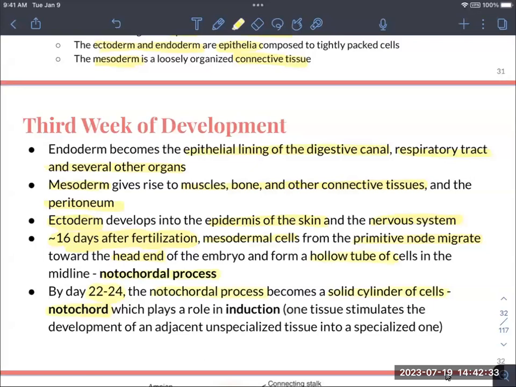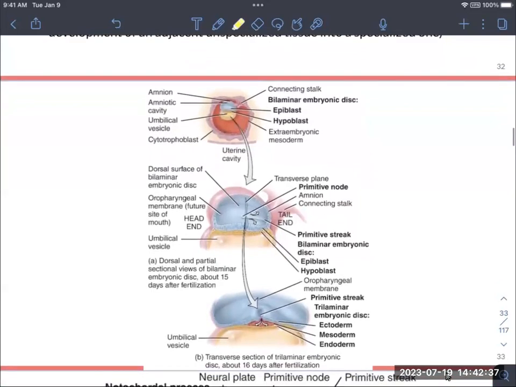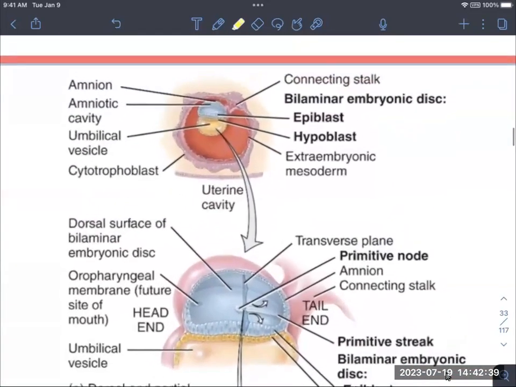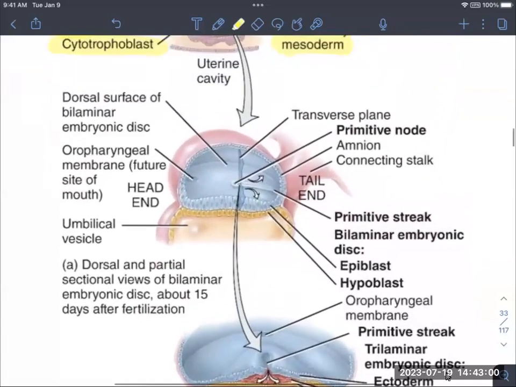This is where that nervous system starts to come from. So now we're coming across pictures that we'll start to have seen here soon. So we still have that amnion with that amniotic cavity. We have that umbilical vesicle. We have that cytotrophoblast, extraembryonic mesoderm, that hypoblast, that epiblast, that's that bilaminar embryonic disc.